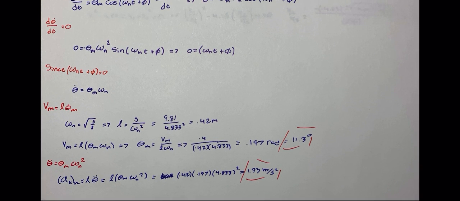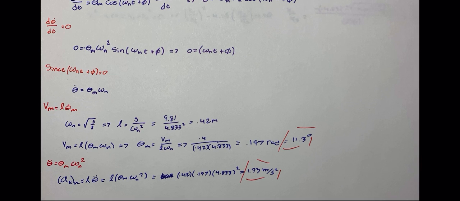And we know that Vm is equal to L times theta dot m. Along with that, we know the natural frequency is equal to the square root of g over L. We can solve for L there, which is 0.42 meters, and then combining those two, and really those three, we can solve for theta, which would end up to be 0.197 radians, or 11.3 degrees.